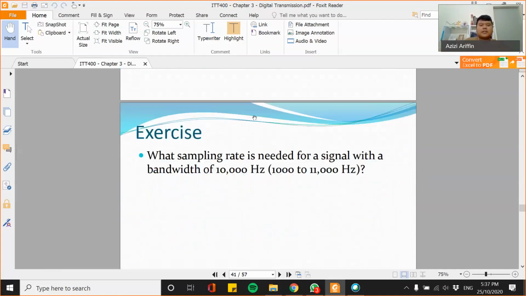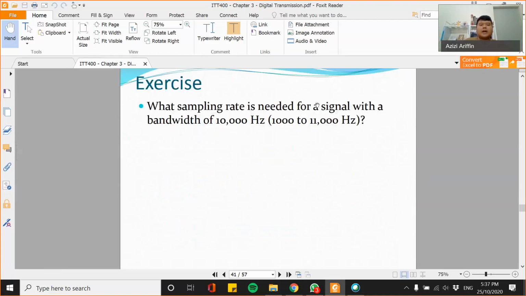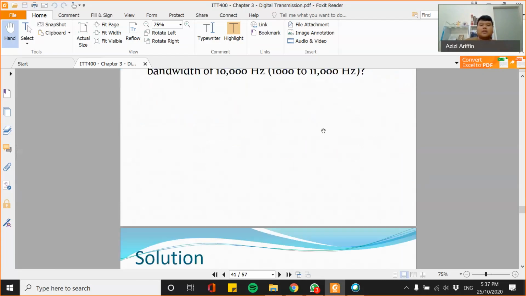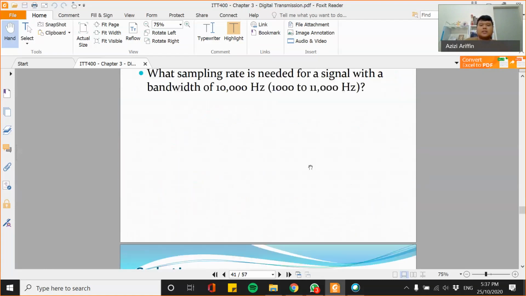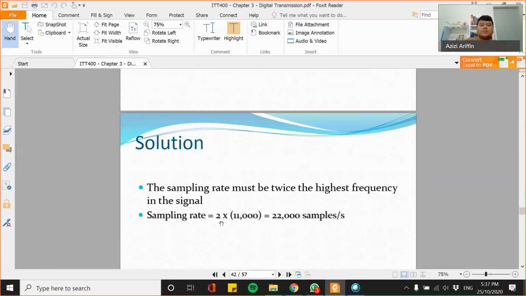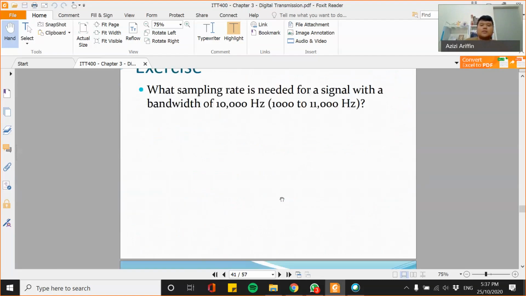Right, so let's see the exercise here. For example, it has a bandwidth between 1000 and 10,000. So the bandwidth is actually 11,000 Hz minus 1000, we get 10,000. To know its sampling rate, 11,000 is the highest frequency. So we multiply by 2 and we get 22,000 samples per second. So this is how we use Nyquist.